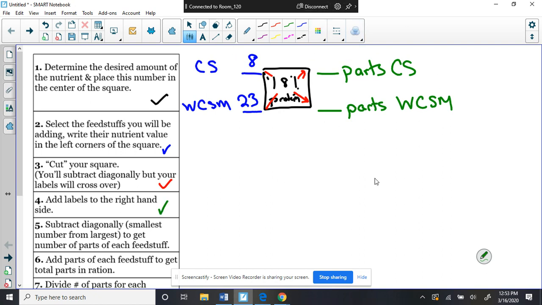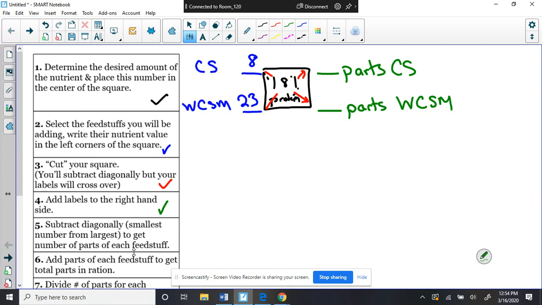So that's step number 4. Again, it's really important in this step that we're making sure that our labels move straight across. So corn silage here to corn silage here, whole cottonseed meal here to whole cottonseed meal here. That is probably one of the biggest mistakes that students make in this process. Okay. Next, we go to step number 5.